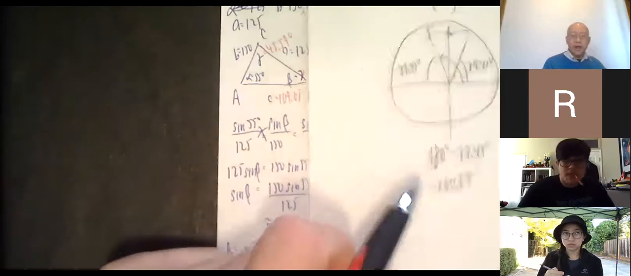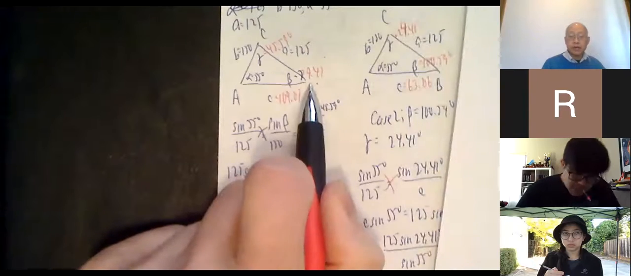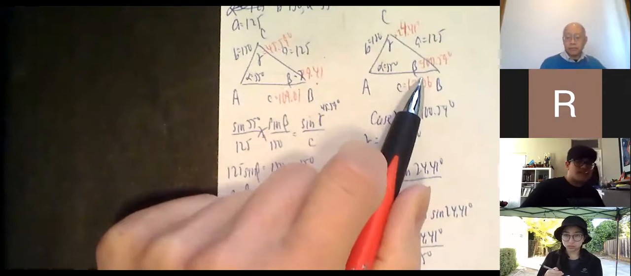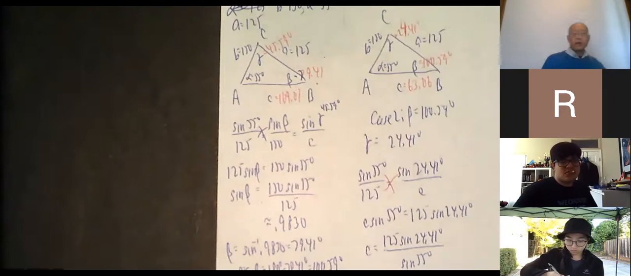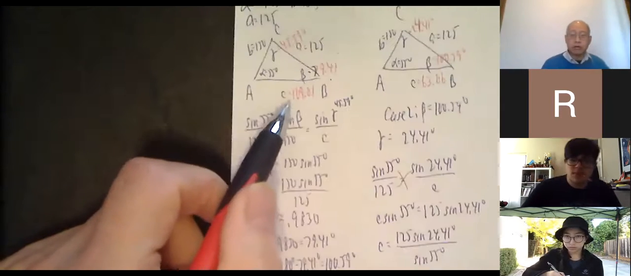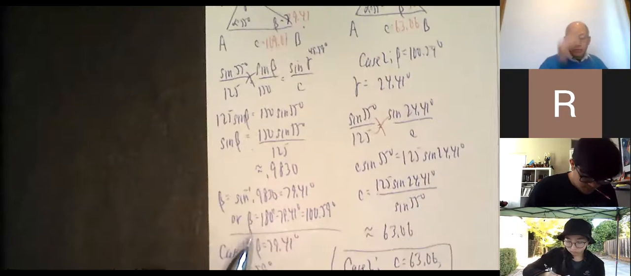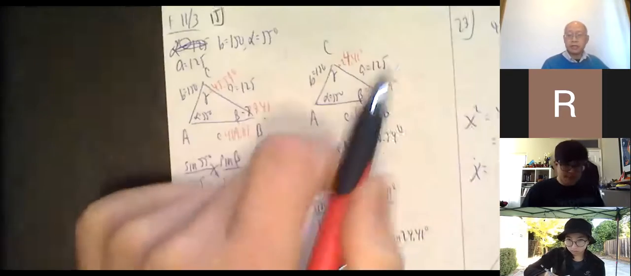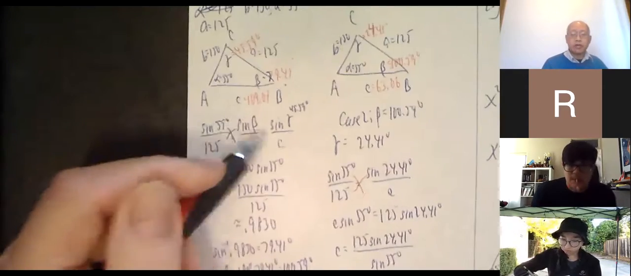So I found the two angles for beta to be 79.41, or 180 minus that, which is 100.59. That's why I have two possible triangles. And now I just work the rest of the problem out the same as usual. So this one is 79.41 degrees. But we now agreed beta could also be 180 minus 79.41, 100.59 degrees. So I have to work the problem out twice. So there are two possible triangles.